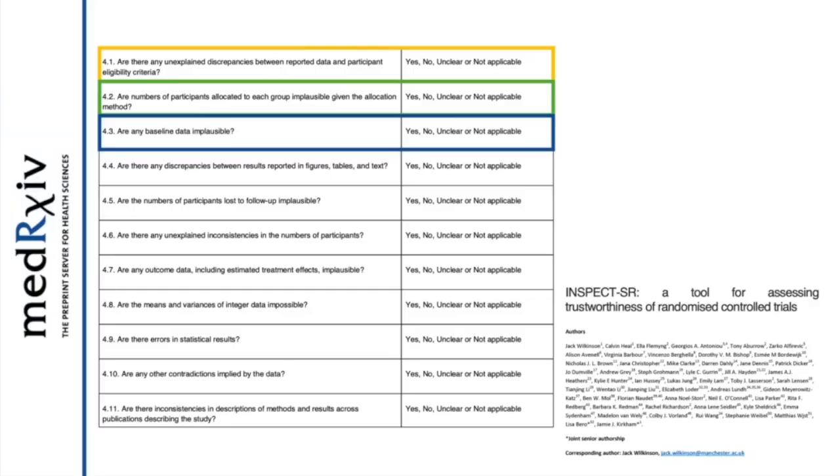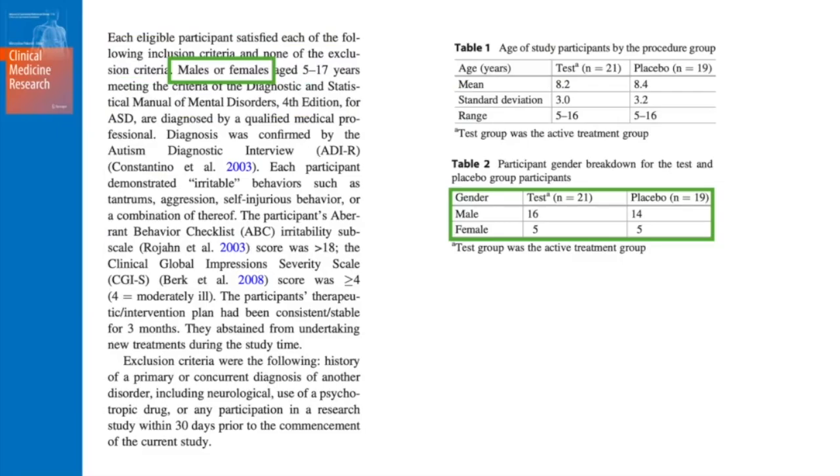Now, next check to do. Are any baseline data implausible? So it's yes, no, unclear, not applicable, as always. So we can check. We saw male and female. It was like, you know, I would say more males than females, but this is what is expected in autism spectrum disorder. So this is a check that basically you will have to bring in some knowledge about the disease. So you should look whether there are some things that are not expected in this disease, that are very unusual, things that are very strange.